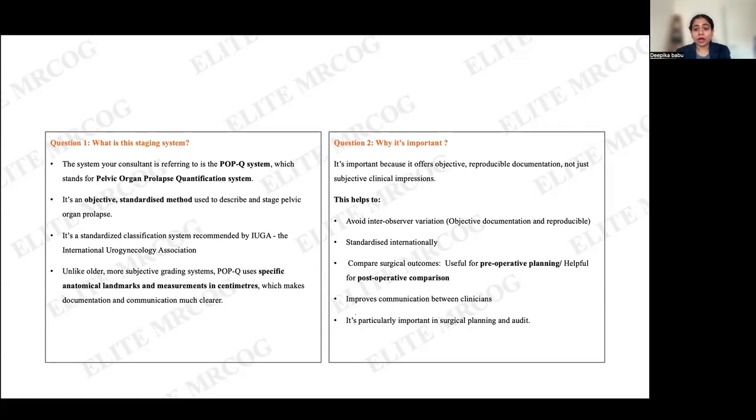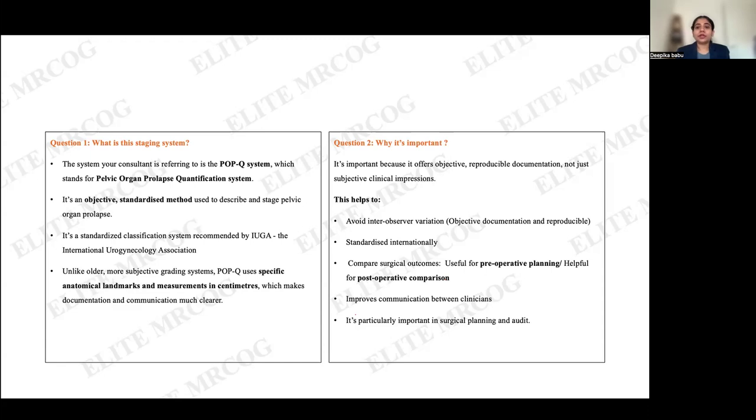The second buzzword you have to say is that it is not subjective, so it avoids inter-observer variation. Okay, and we can use it for pre-operative planning and even for post-operative comparison as well. So this improves the communication between clinicians. It's particularly important for surgical planning and audit.